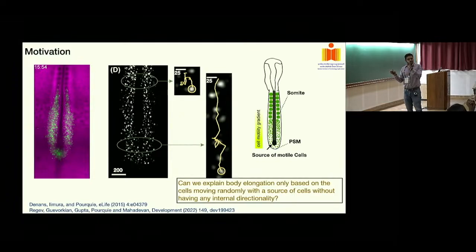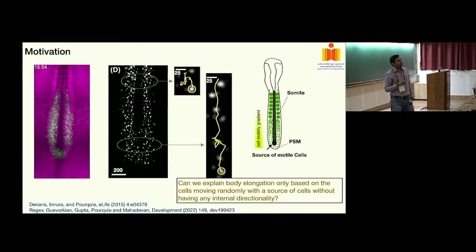So can random motility, addition of mass, and confinement, all three combined, lead to embryo elongation or not? If there is no confinement, it will grow isotropically, but confinement is the one that leads to a directed elongation.